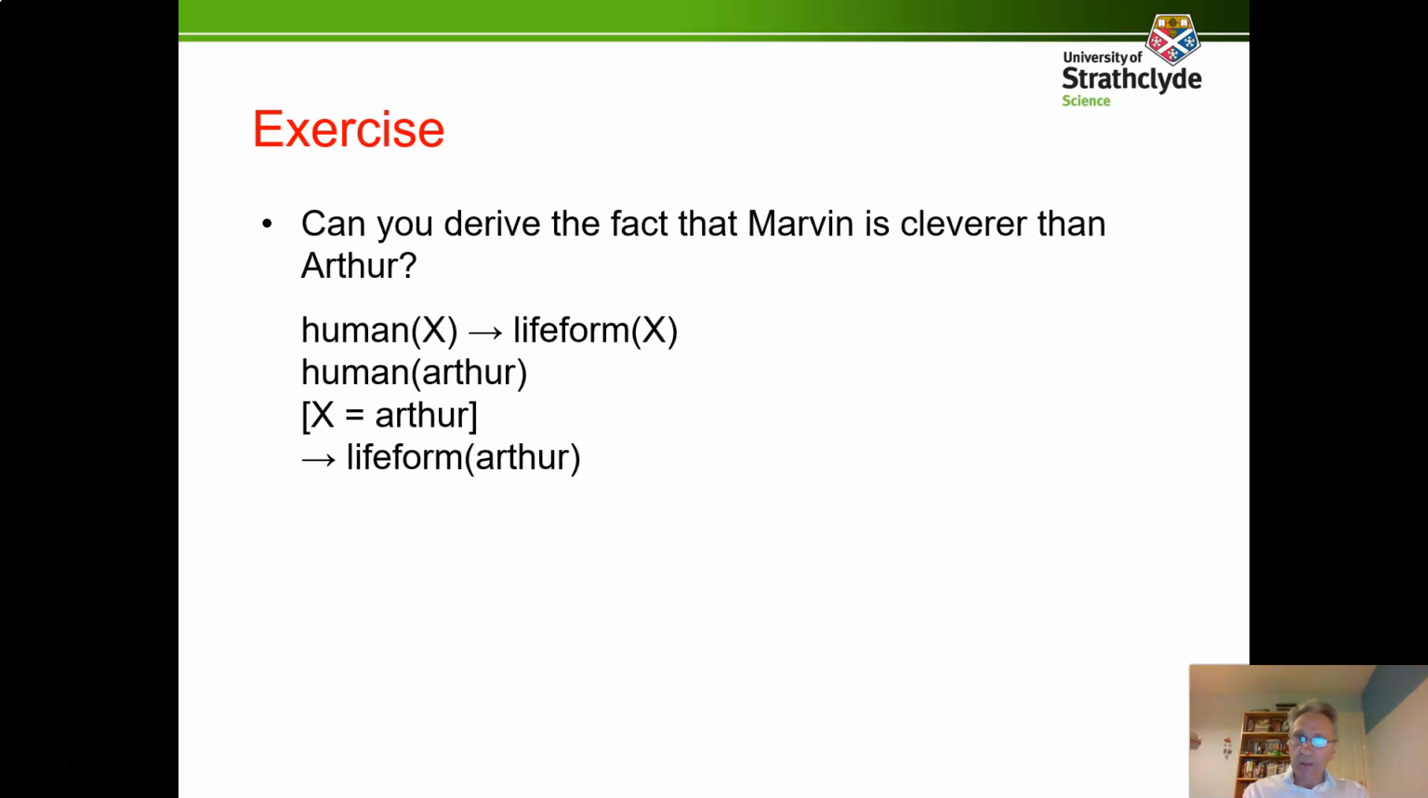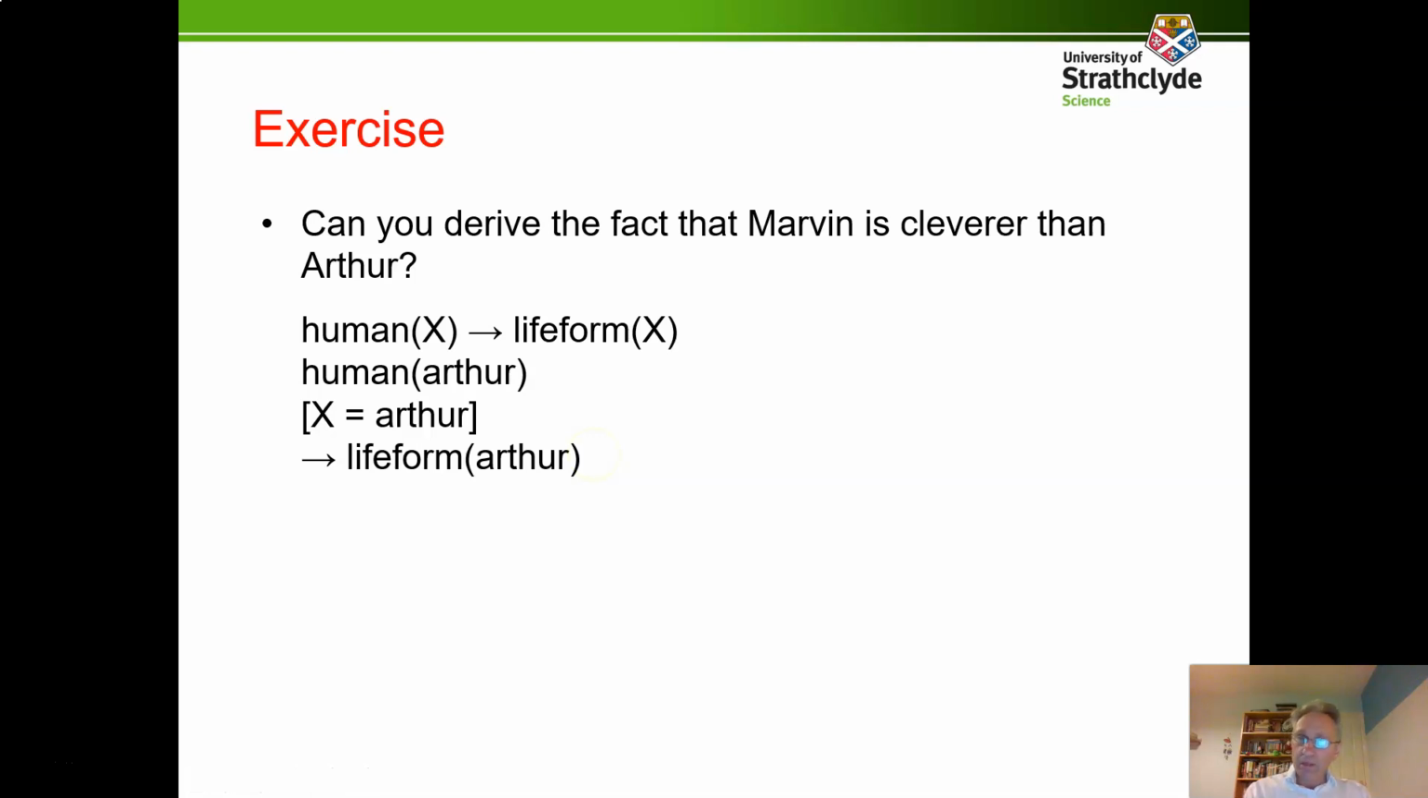So the first thing that we do is derive the fact that Arthur is a life form. So we use the rule human of X implies life form of X. Then we use the supporting fact human of Arthur. We write down the bindings. That's how the variable matched. Well, human of X has a variable in it here. It's X, and that matches with Arthur. So X has the value Arthur. We then substitute X equals Arthur into the right hand side of the rule, and we derive the fact that Arthur is a life form.